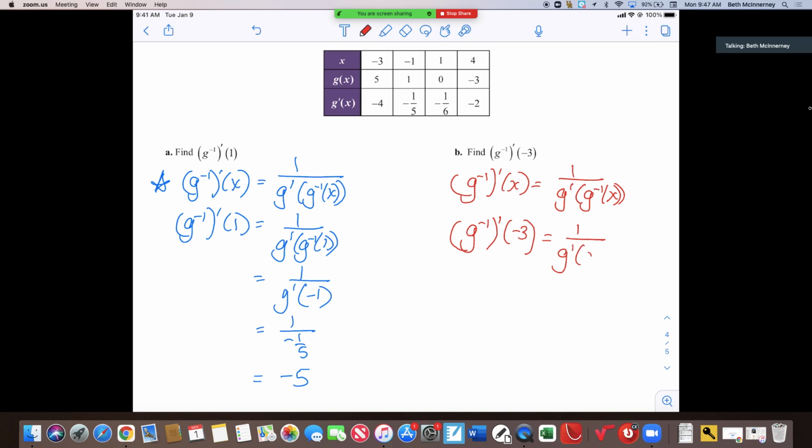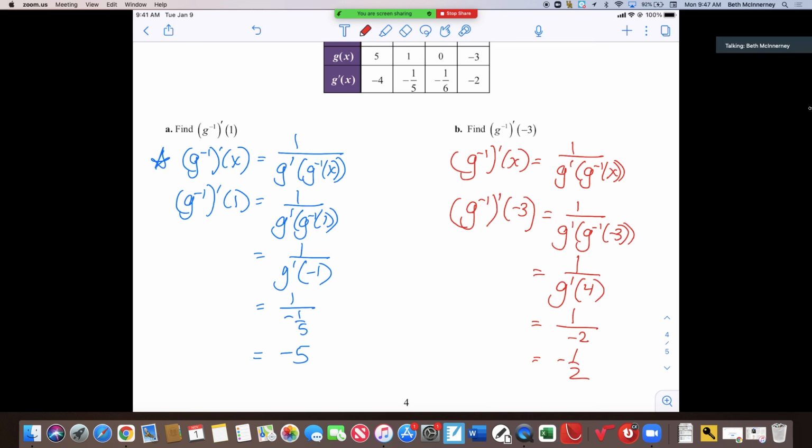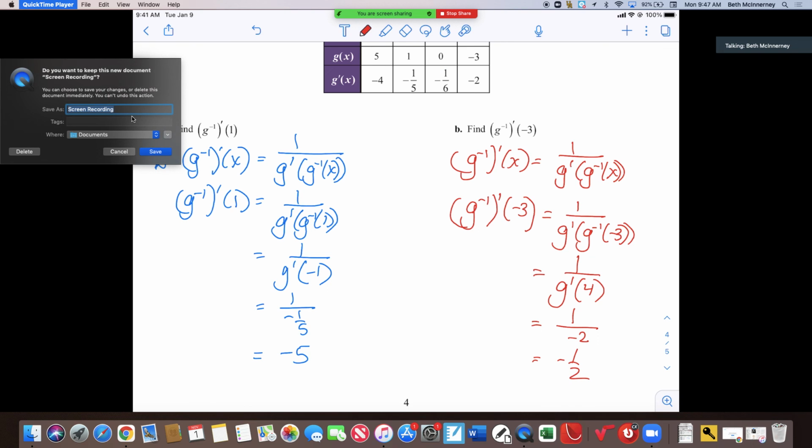Let's see how. So I get G inverse of negative 3. Okay, what is G inverse of negative 3? 4, right? You get 4. So then I go to G prime of 4, which is negative 2. You could leave it like that, or negative 1/2. Yes, this one works all the time. So if you just want to remember 1, this is the one.